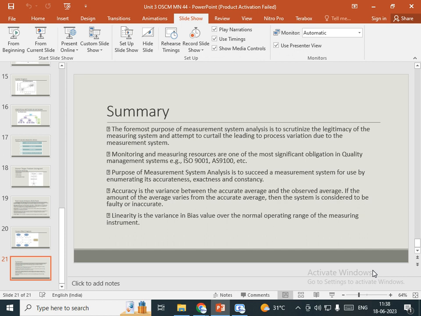Accuracy is the variance between the accurate average and the observed average. Linearity is the variance of bias value over the normal operating range of the measuring instrument. Process metrics are a significant tool for firms that wish to track, assess and improve their overall operational performance. Then a defect rate can be calculated by dividing the total number of defects by the total number of units.